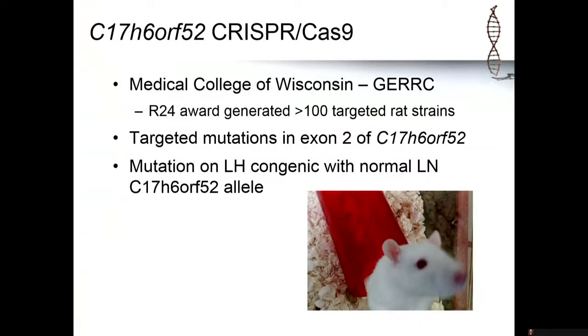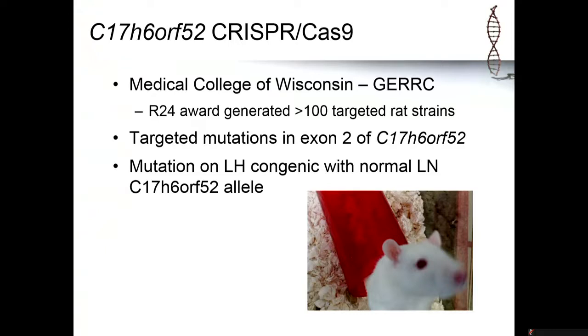Well, fortunately, we were able to get a knockout rat using CRISPR through the Medical College of Wisconsin. They actually were taking applications for people to just nominate a strain and a gene to be knocked out, and they'd do it for us. So that was awesome. And I spent a lot of years at MCW, so they knew my name. So when they came in, I probably was able to convince them that even though we knew absolutely nothing about this gene, that it was worth doing this knockout. So we sent them our strain of interest. Our strain of interest was an LH congenic strain that had a normal LN allele of this gene.